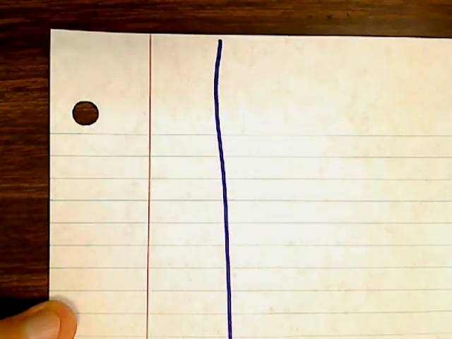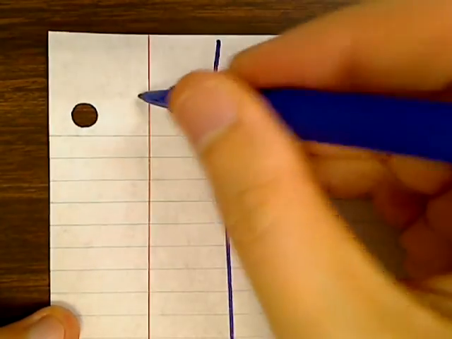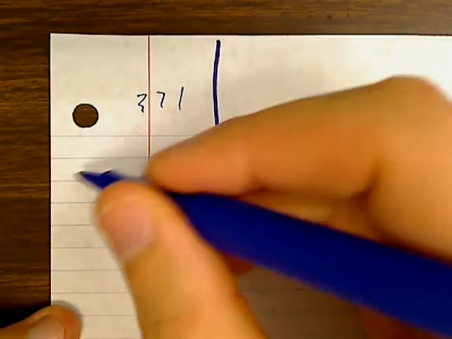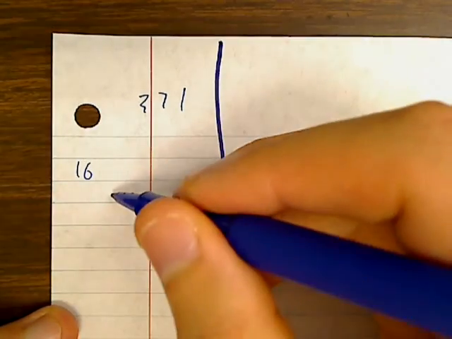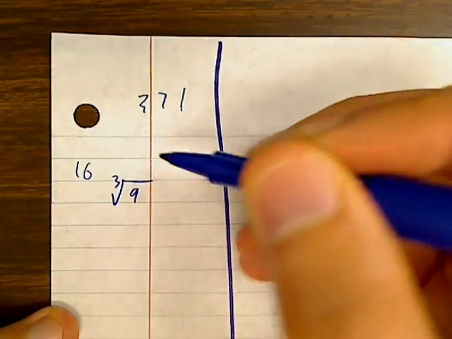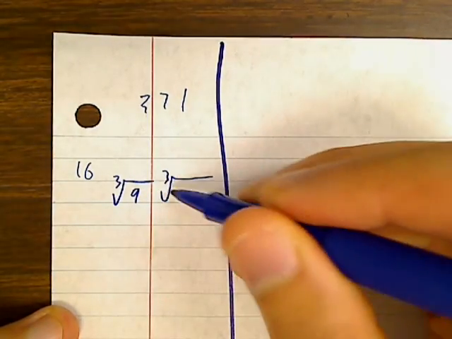All right, let's continue in section 6.2. Let's look on page 371 in your textbook. Look at problem number 16. Let's try that one out. The third root of 9 times the third root of negative 24.